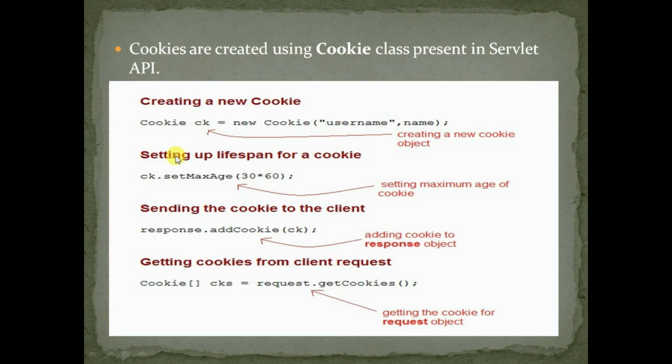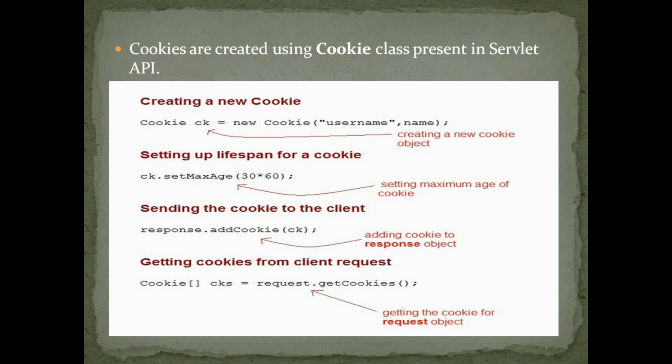So Cookie is a class here. In the same way, Widget creates one object called ck, that is creating a new Cookie object. By using new Cookie, we have to pass the key and value pair, that is username and the name. For example, if you consider college name, then you can use something like WEMO Institute of Technology.